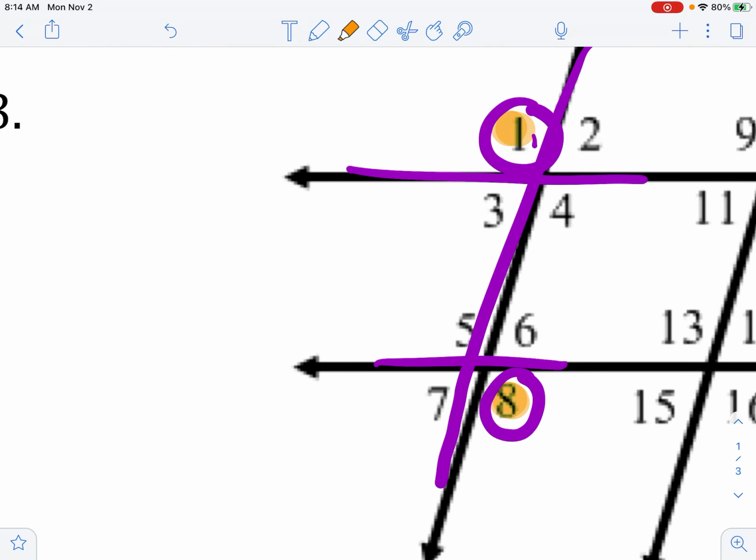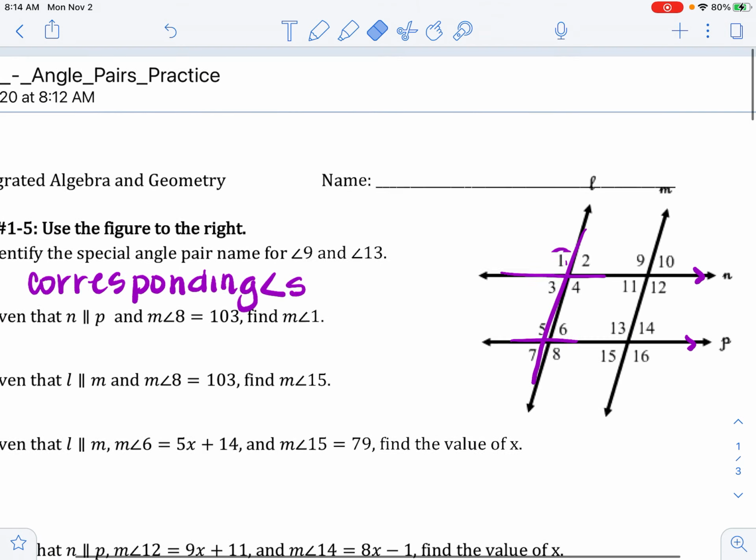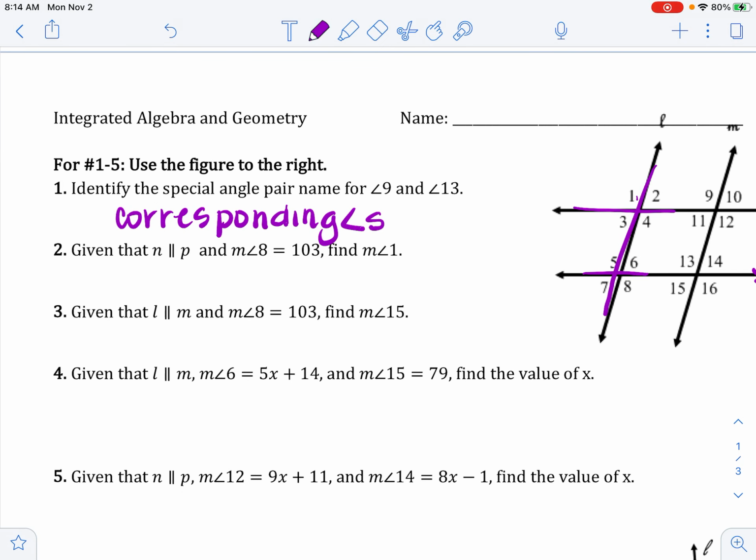So if you look at 1 and you look at 8, 1's on the outside of my parallel lines. 8 is also on the outside. So I'm going to start with exterior. And then if you look, they're on different sides of the transversal. So they're alternate sides. So those are alternate exterior angles. What do I know about alternate exterior angles? We know alternate exterior angles are congruent. So if they're congruent, that means that they're the same. So that means angle 1 must also be 103 degrees.